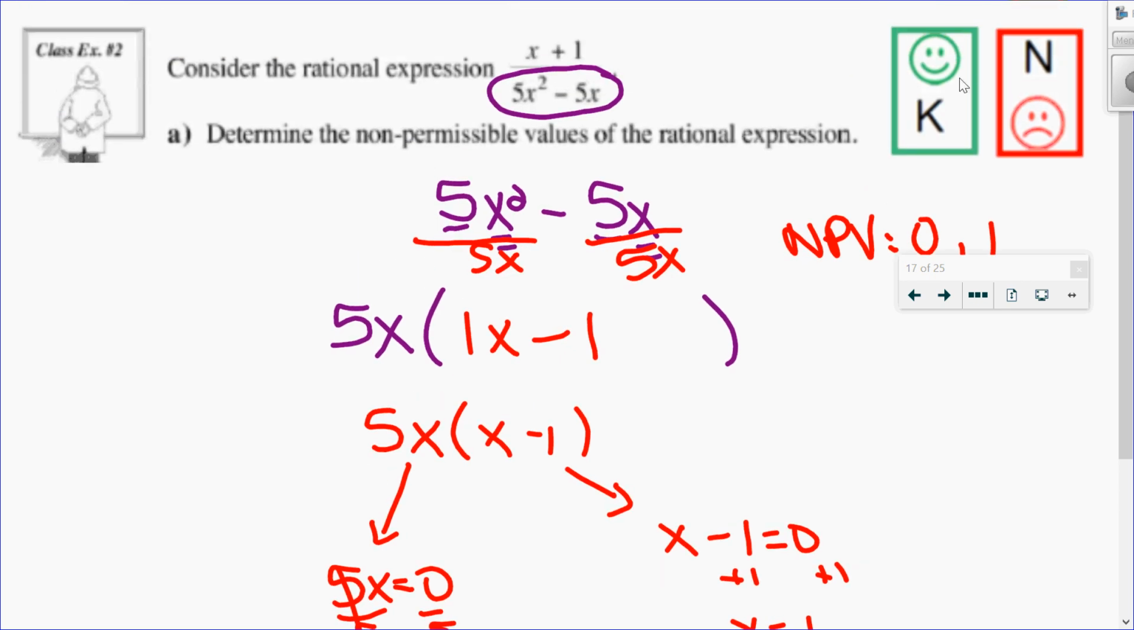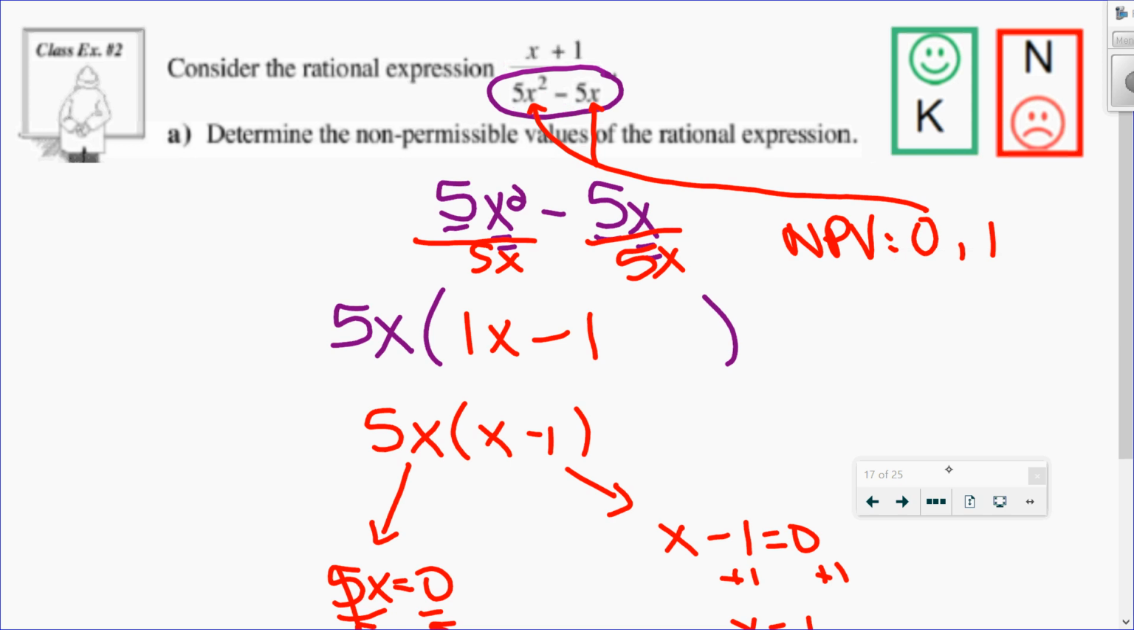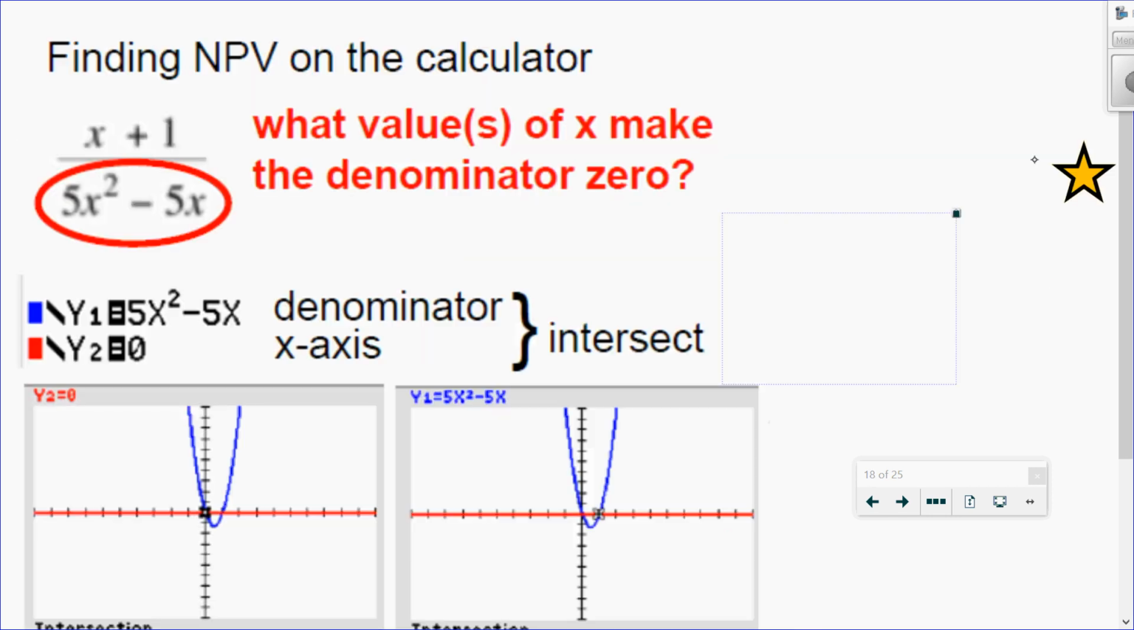In other words, in this expression here, if I were to put in a 0 here and here, I would get a denominator of 0, and I can't divide by 0. Similarly, if I put the 1 in there, I would also get a denominator of 0, and I can't divide by 0. So those would be my non-permissible values.